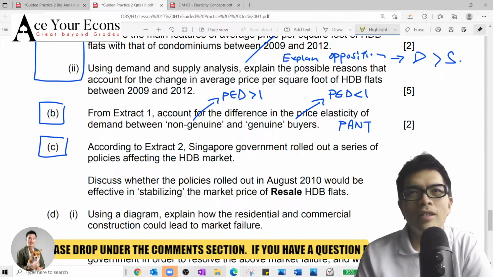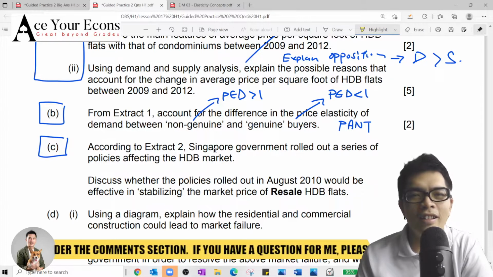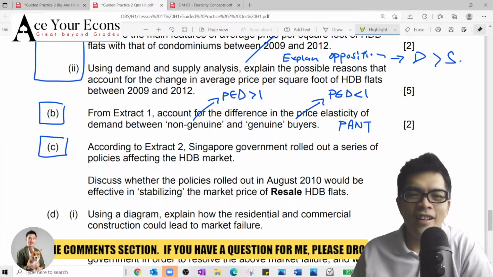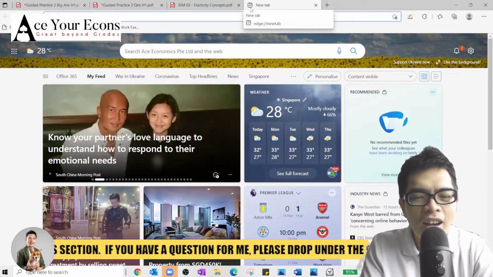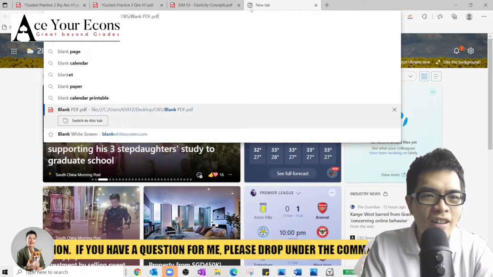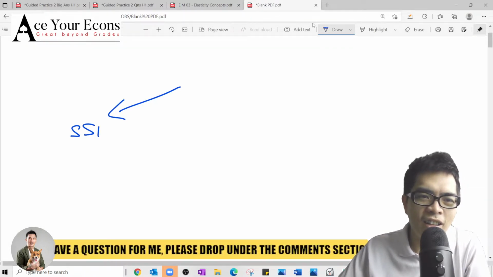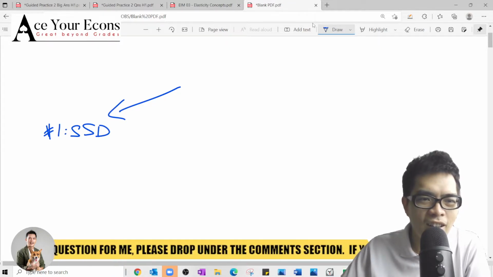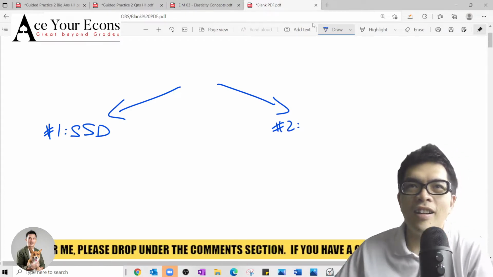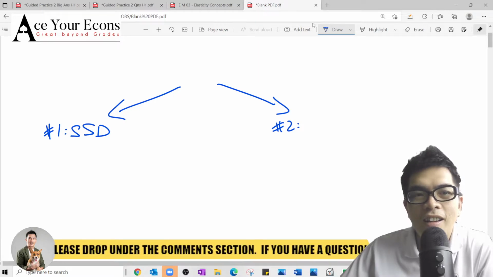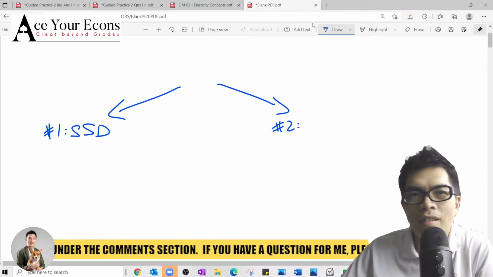So first of all, what are the policies? The SSD, the seller stamp duty, is the policy. I think the SSD is being taxed onto property owners who want to sell the property, usually less than 3 years. I say it's not effective because it will prevent owners from selling their house faster. They are not willing to sell because they have to pay a tax. Now, the supply of resale flats will fall.